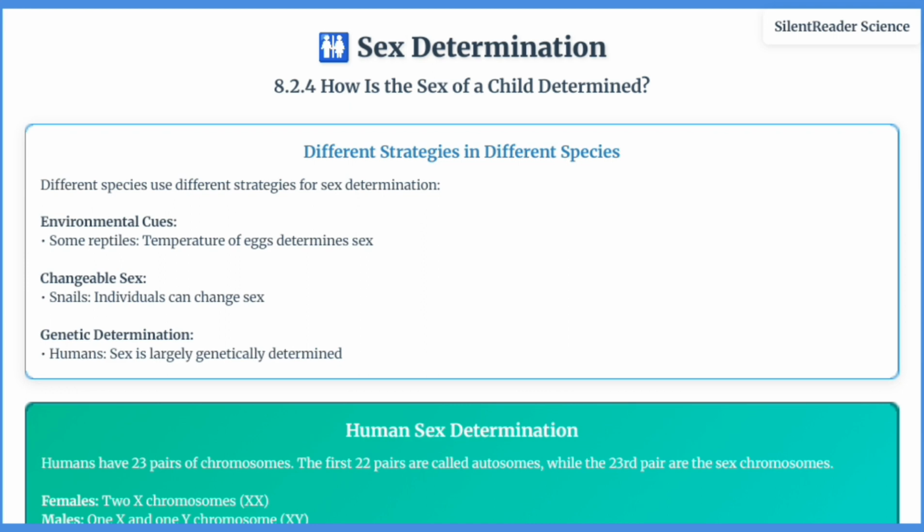All children inherit 1 X chromosome from their mother. The sex is determined by which chromosome they inherit from their father. If they get an X from the father, they become female, XX. If they get a Y from the father, they become male, XY. This shows why the sex of the child is determined by the father, not the mother, a scientific fact that's crucial for fighting the horrible practice of female feticide.